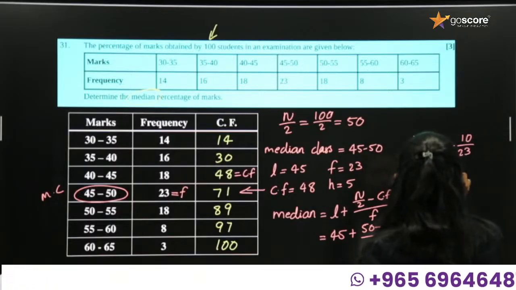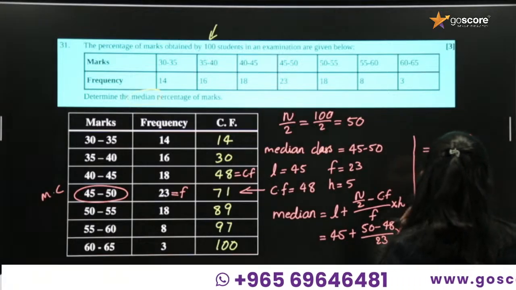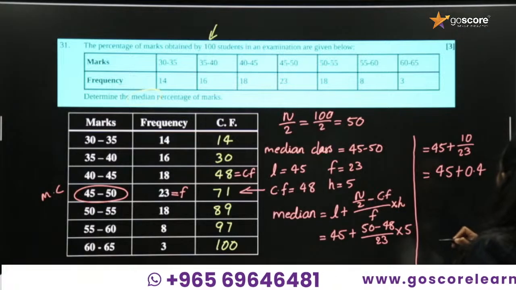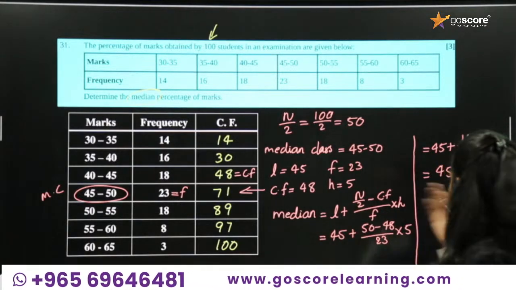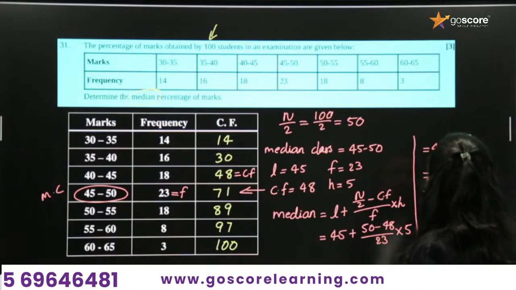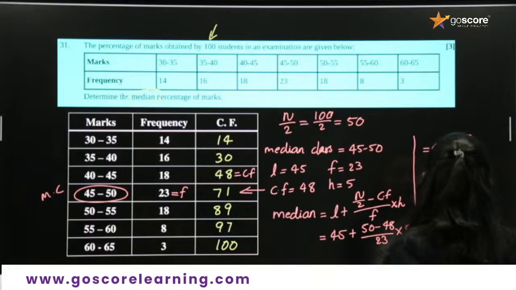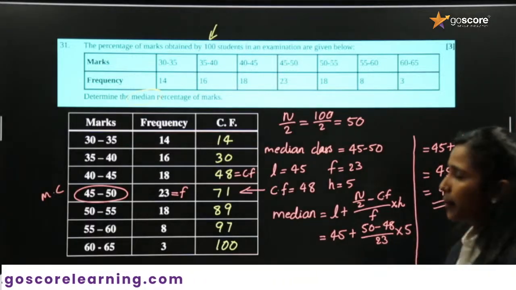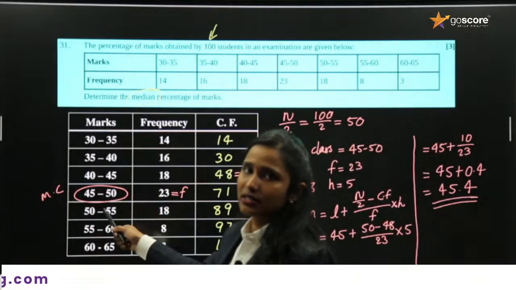So you'll be getting 45 plus some 0.4. Yeah, 10 by 23, it is 0.4. If you want, you can take the next decimal point also. So the answer is 45.4. This is our median. And make sure this median belongs to the median class. Okay.